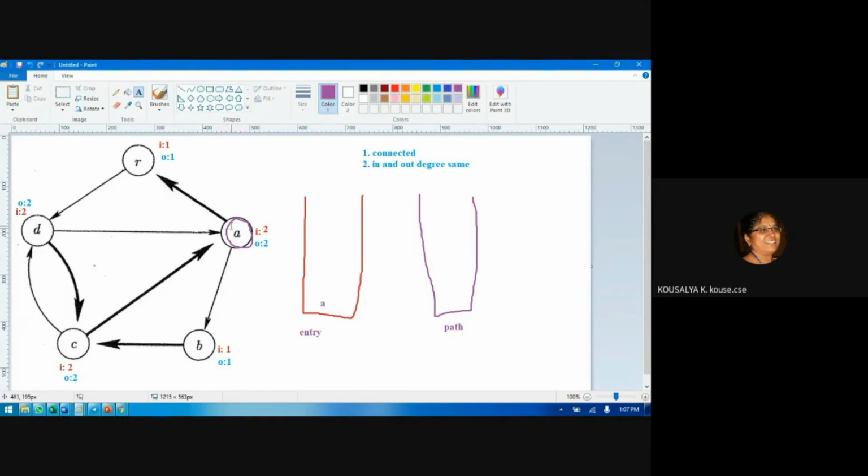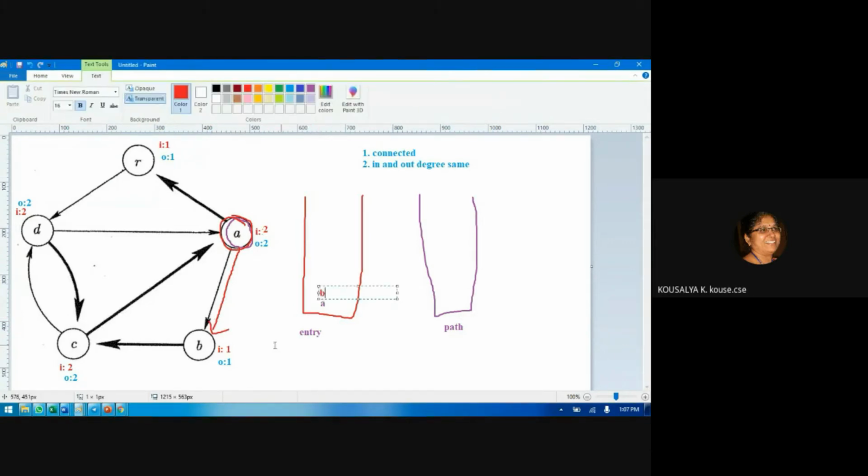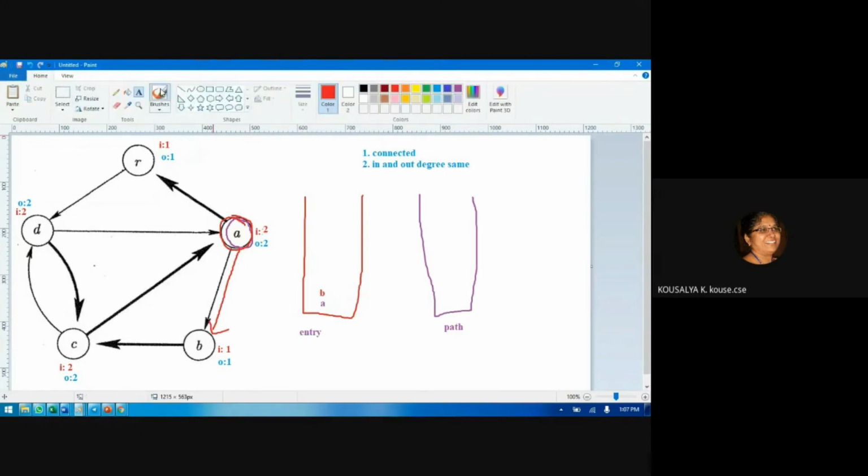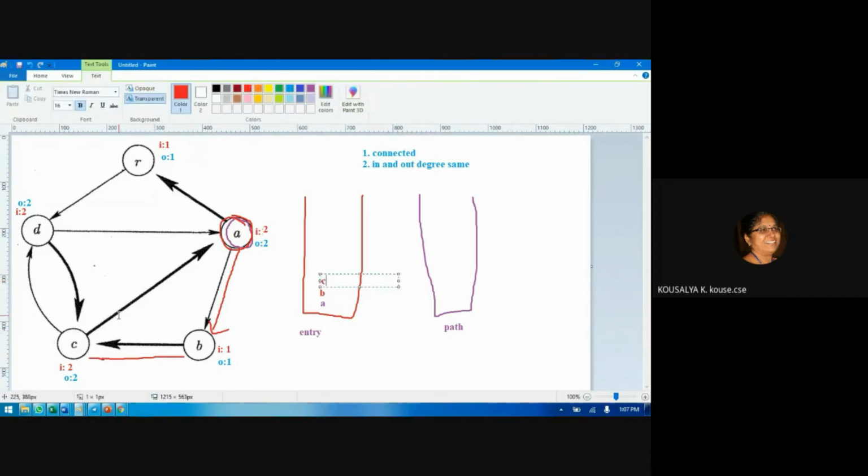Here I have to consider only the outgoing edges from A. I have two outgoing edges, so I select this one: A to B. I add B into the stack. From B it is possible to go to only one place, C, so I add C into the stack.